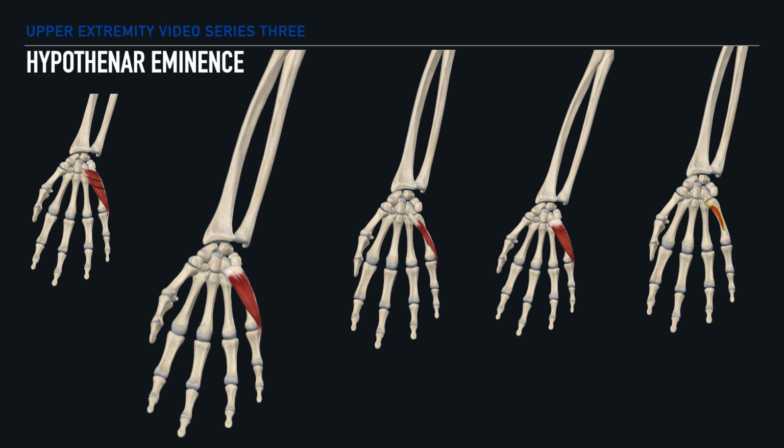Now let's take a look at our Hypothenar eminence muscles. Here we have the Flexor digiti minimi, the abductor digiti minimi, the opponens digiti minimi, and finally the palmar brevis.